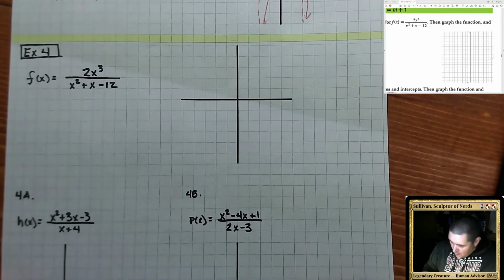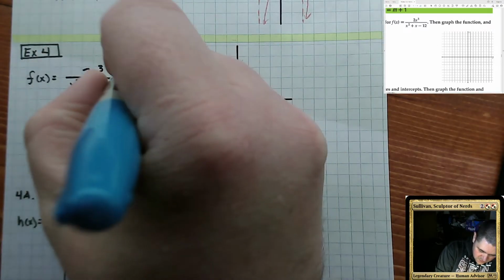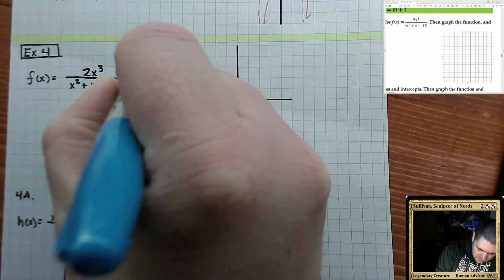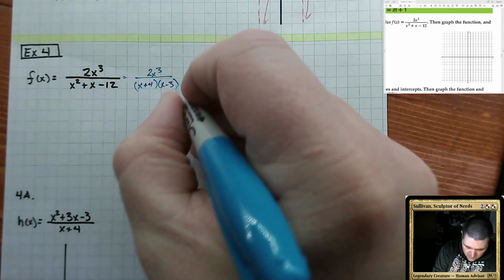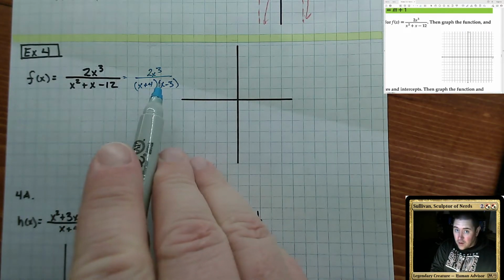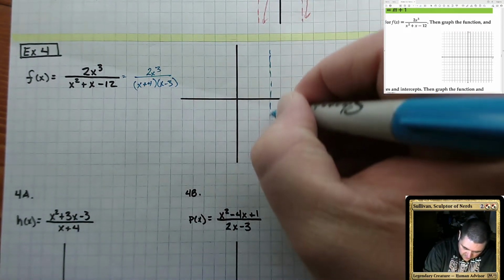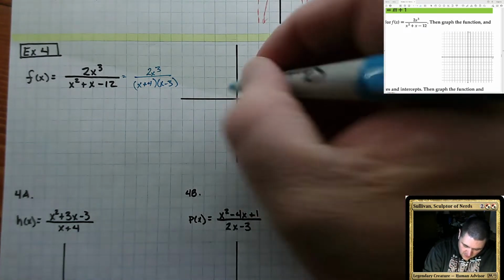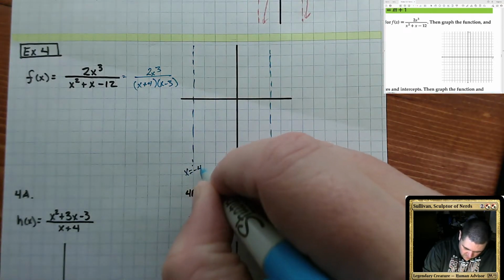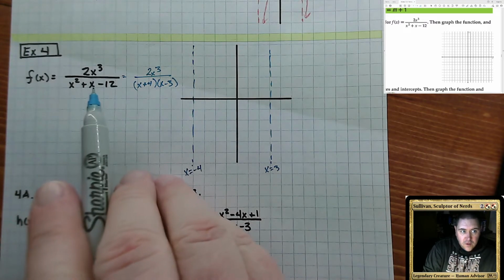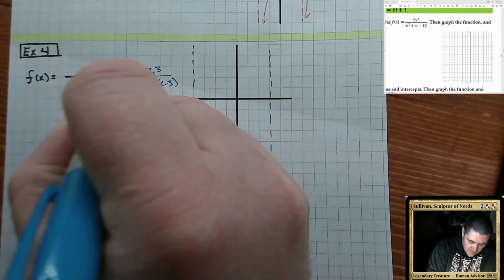So, I always factor whenever possible, and I turn this into 2x to the third over x plus 4x minus 3. My denominator turns into vertical asymptotes, so at 3 positive, and at 4 negative. If I plug in a 0, f of 0 is 0.